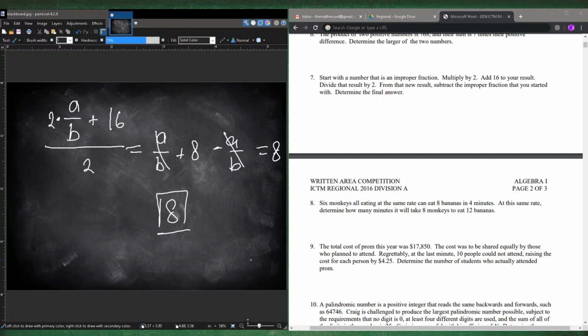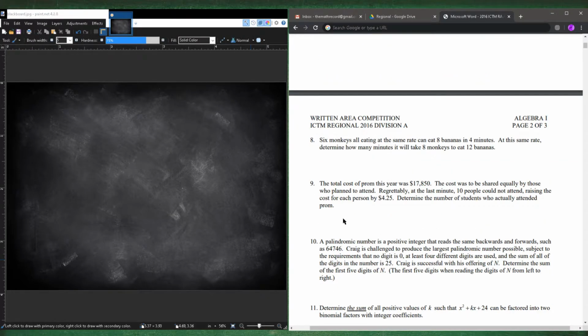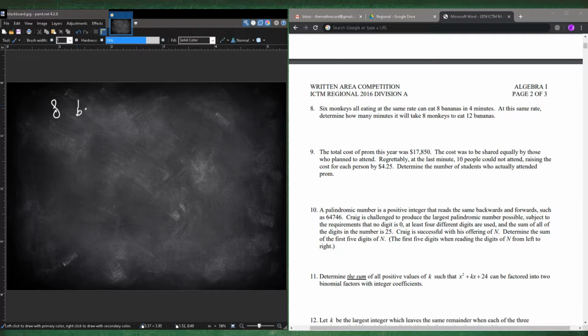Okay. Number 8. 6 monkeys all eating at the same rate can eat 8 bananas in 4 minutes. So the rate is 8 bananas by 6 monkeys in 4 minutes. So multiply by 4 minutes. Okay. So 8 bananas per 6 monkeys per minute.